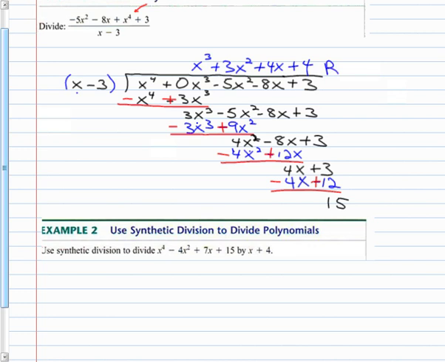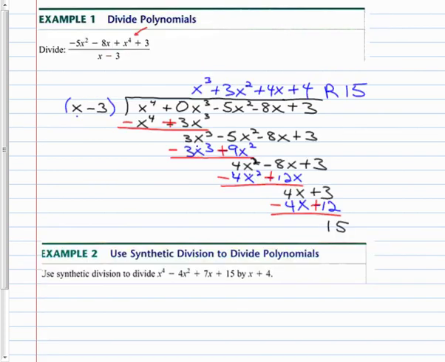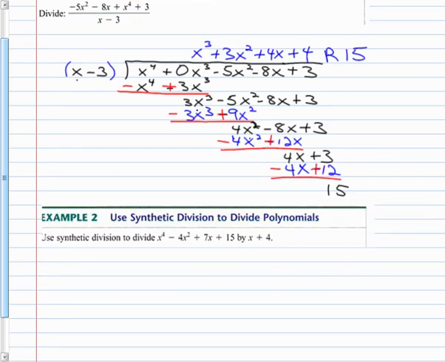Remainder of 15. Now there's another way of writing a remainder. Instead of writing the remainder, back here with these numbers, I could have said my answer is 17 and 6/12, which of course reduces to 17 and a half. To do the same thing with polynomials, I could have said instead of that remainder, plus 15 over x minus 3. There's another way of writing it, just so that you're aware.